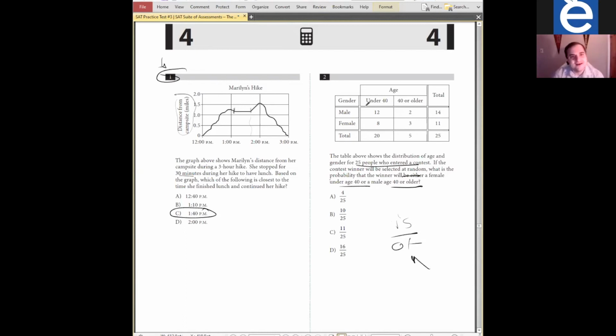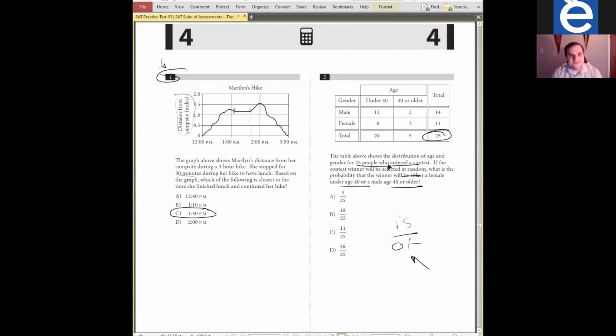Sometimes they'll say if we select a male, what are the odds they will be under 40, right? Well, in that case, we would just be ignoring all the females. The of would be 14. But here it's asking us if a contest winner is selected at random, right? Our of is everyone, right?